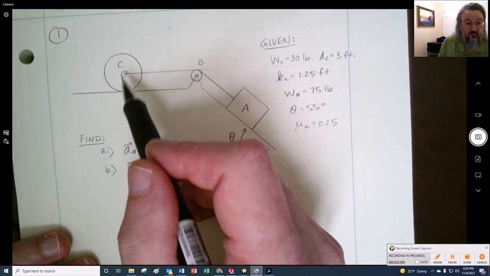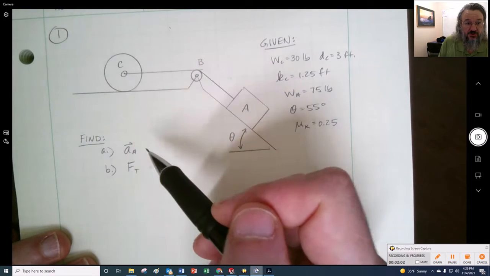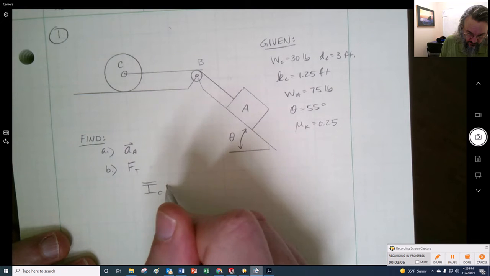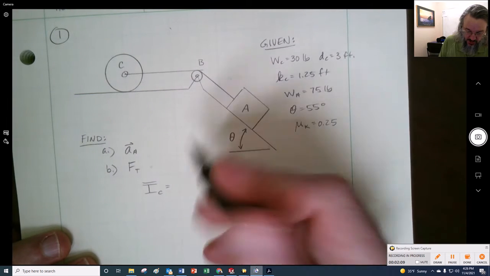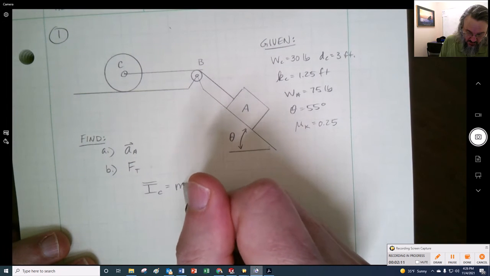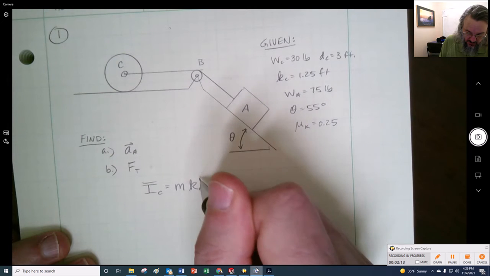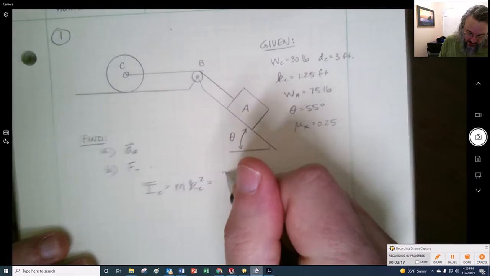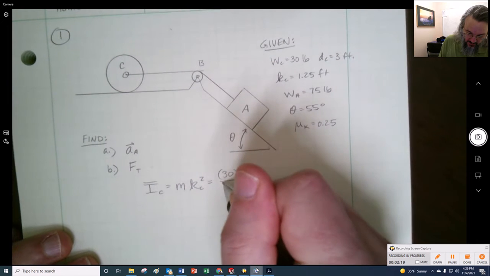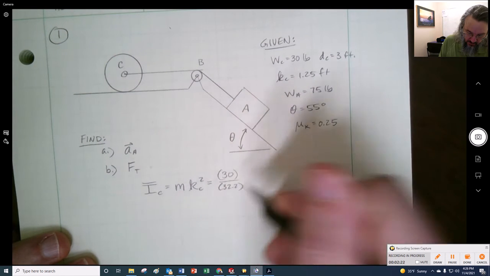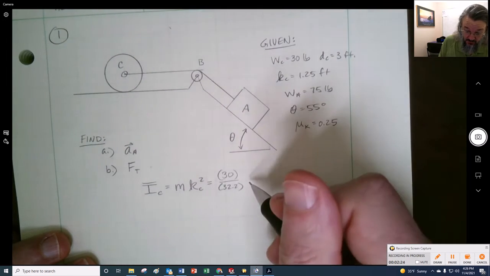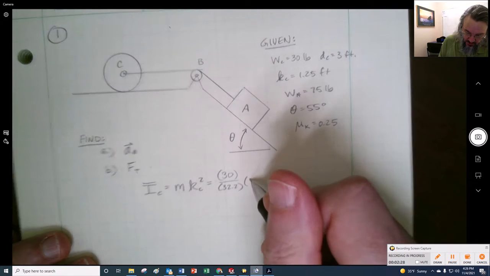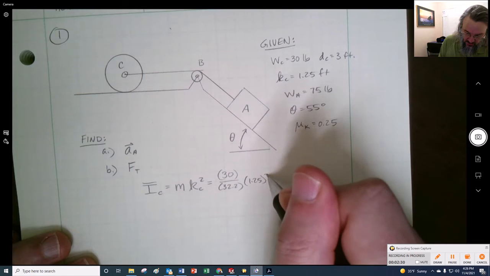So first off, we need to get the moment of inertia of this disk. I gave you the radius of gyration. Therefore, you should take the mass times the radius of gyration squared. All right? And so the mass is going to be 30 divided by 32.2. Remember, we got to turn these into slugs. And then we're going to use the feet because that's our system right there. So we have 1.25 squared.